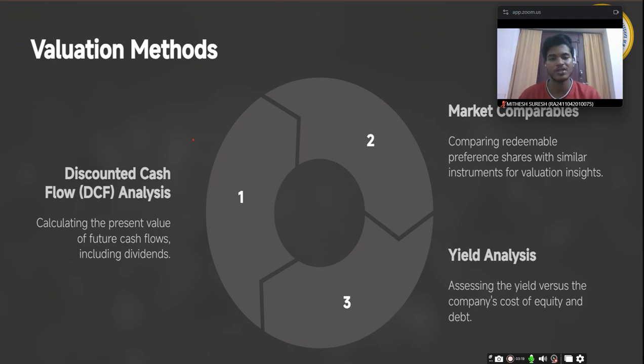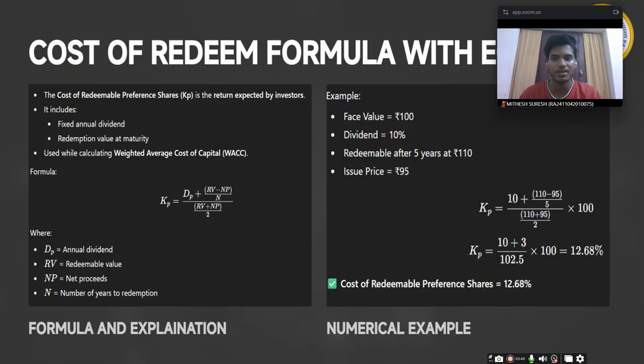So there are valuation methods. DCF, discounted cash flow analysis, calculating the present value of future cash flows, including dividends. Market comparables, comparing redeemable preference shares with similar instruments for valuation insights, and yield analysis, analyzing the yield versus the company's cost of equity and debt.